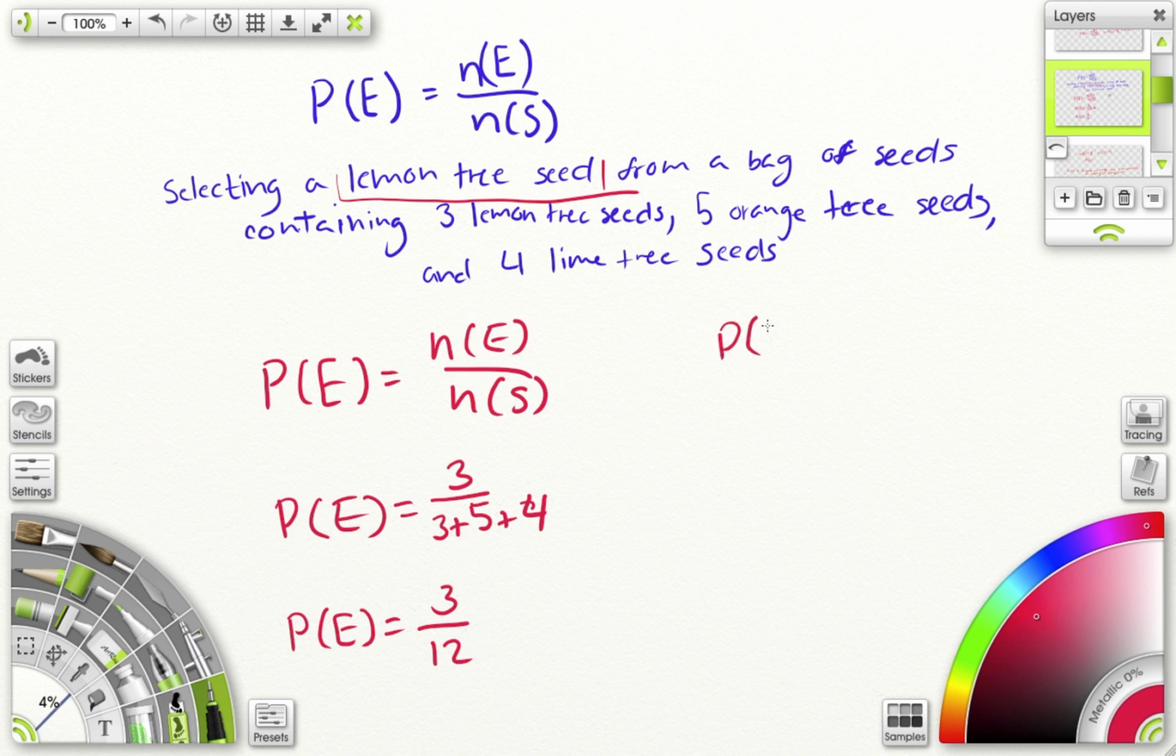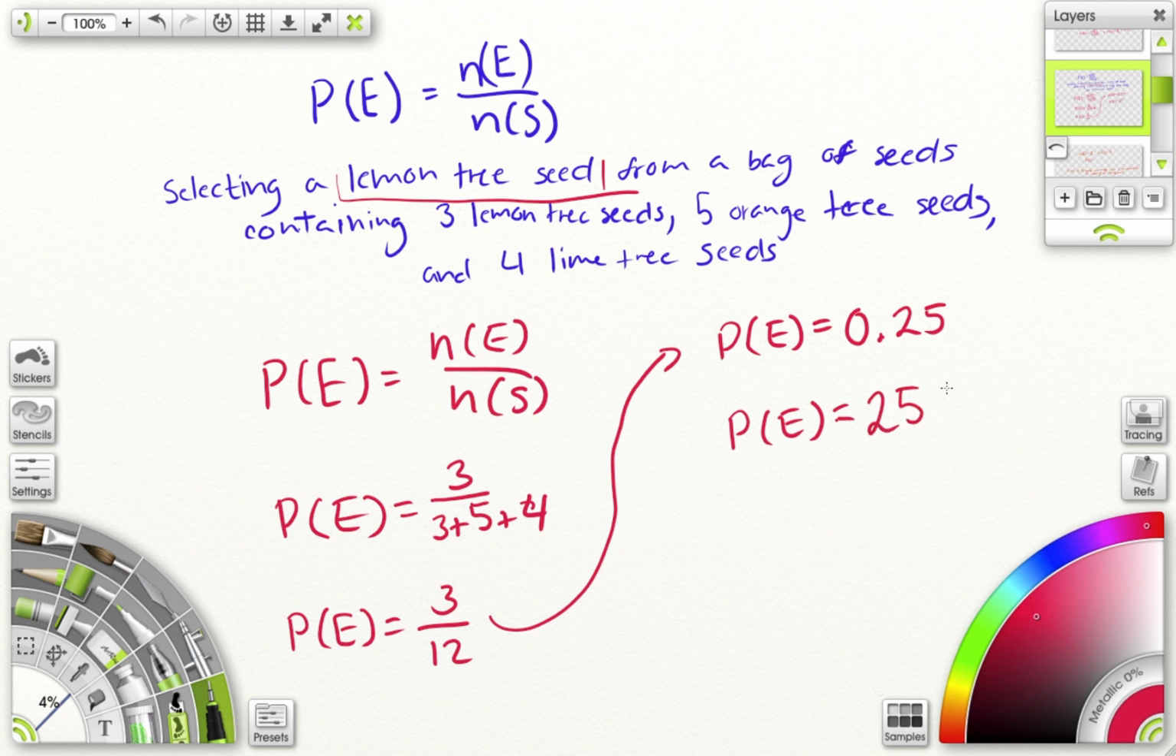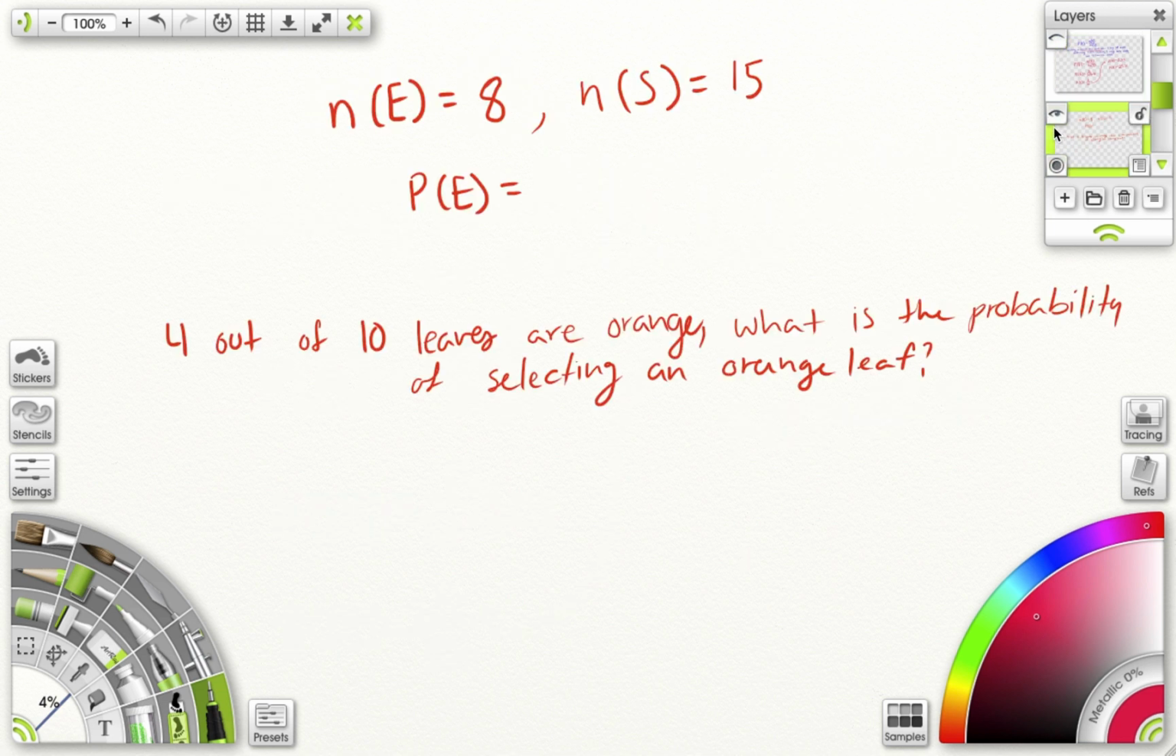So I'm just going to continue this over here. 3 divided by 12 is 0.25. And I'm going to continue by noting this as, we did a fraction, we did a decimal, I'm going to do a percent as well. So P(E) equals 0.25 times 100 is 25%. And there we go. All right, so I think I have a couple more problems here.